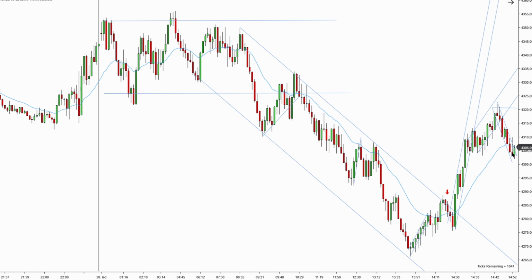Also, I have this downtrend that is in play. The trend line rules work not only for the bigger patterns, but also for the short-term ones.